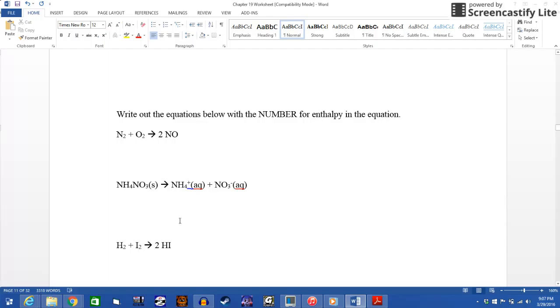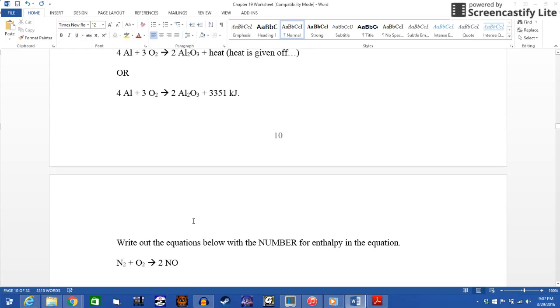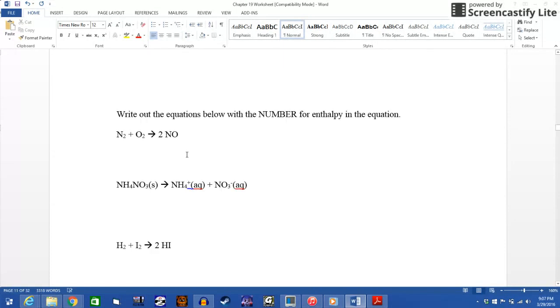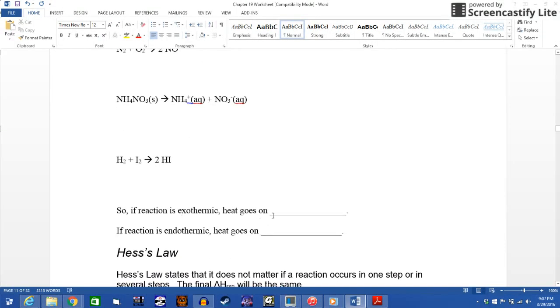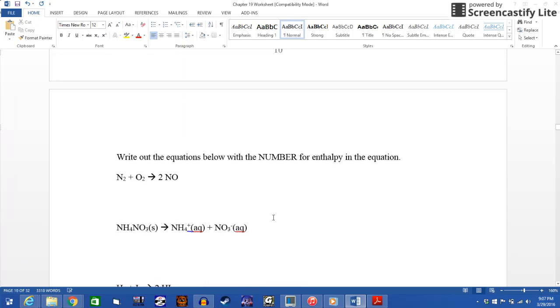You should know where to look to find the delta H's for this now. But anyway, I want each one to look something like this. It won't be exactly like this because the equations are different, but something like this format for these 3 equations. If you want to fill out these last 2 blanks, that's fine. You'll notice that if the reaction is exothermic, heat goes on one side, and if the reaction is endothermic, the heat goes on the other side. Not a big shock there. You'll figure out which side's which, and then you'll be in business.